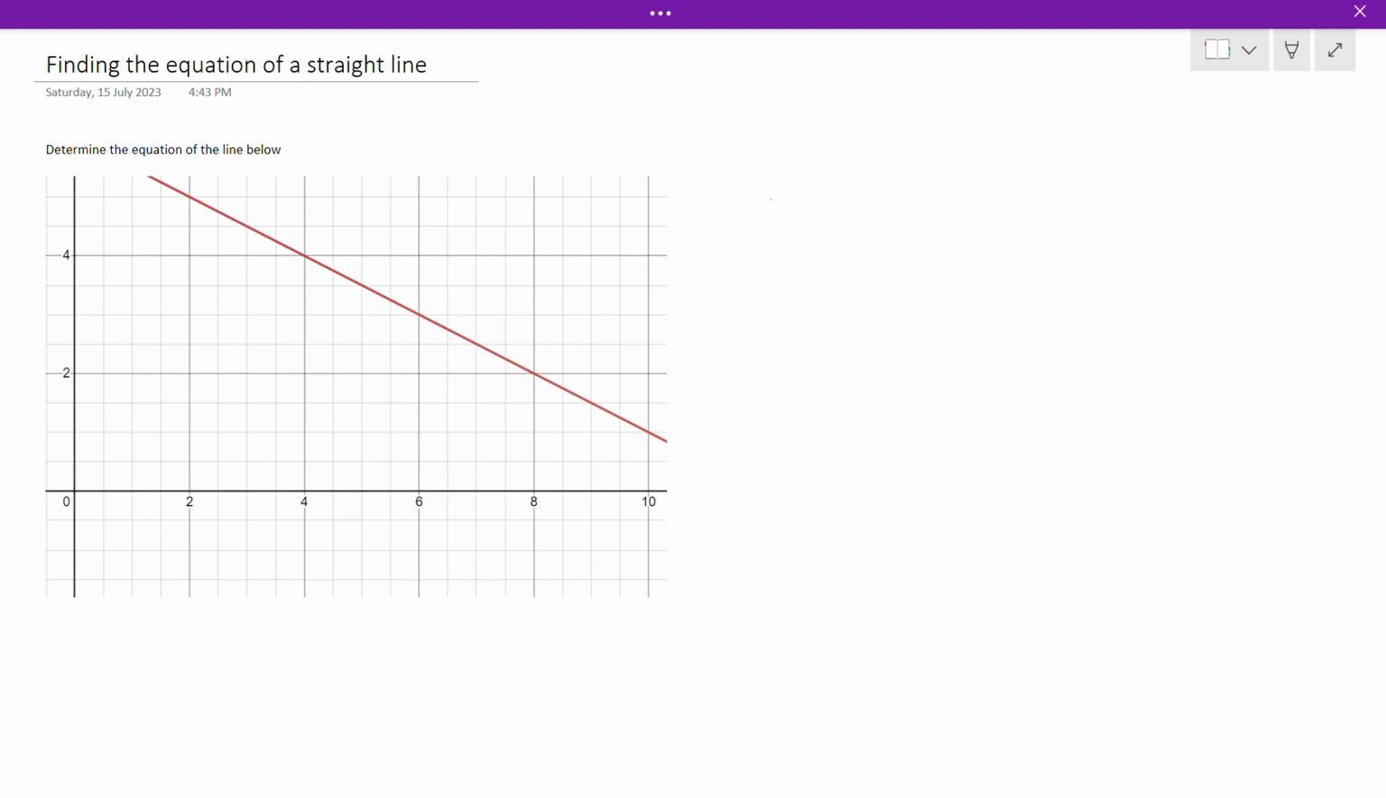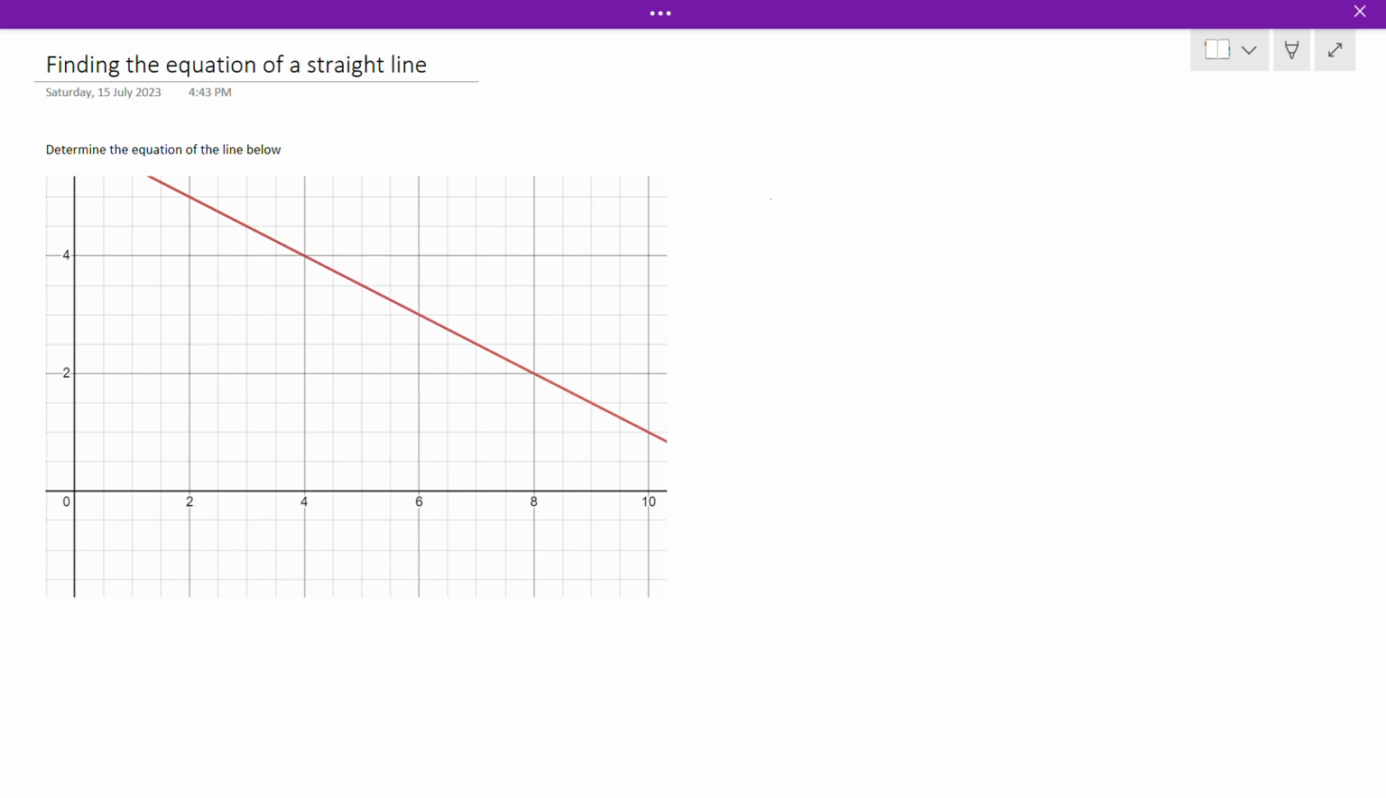Hi everyone, today we're going to be finding the equation of this straight line. So this could be useful, one, if you're given a situation like this where you're presented with a graph, or secondly, if you're given a scatter plot and there's a line of best fit on the axis and you're asked to find the equation of that line. This is the process that you might consider doing.